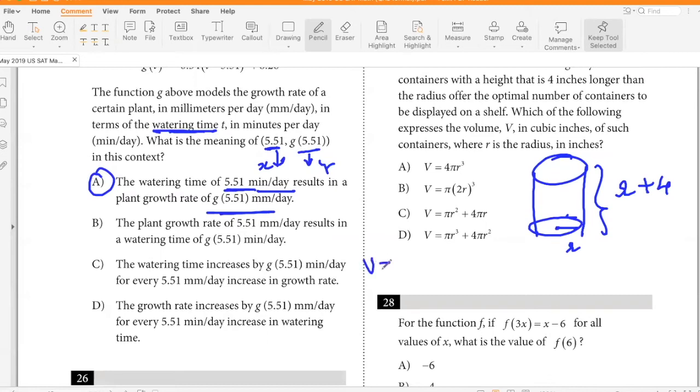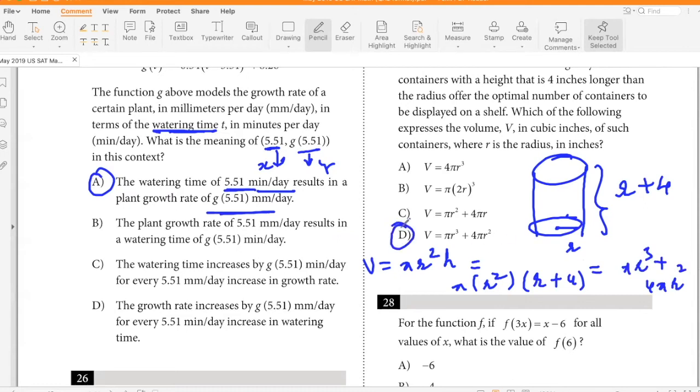Okay. So volume for a cylinder is pi r squared h, which is pi r squared times (r plus 4), which is pi r cubed plus 4 pi r squared. So pi r cubed plus 4 pi r squared, option D.